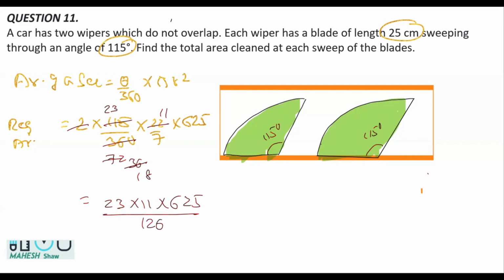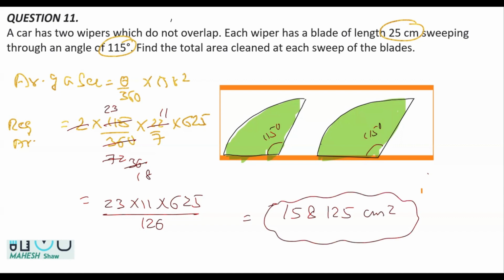Now we will finally multiply these numbers. So we'll multiply 23 with 11 and that multiplied by 625. So it should give you 158,125 centimeter square. So this is the final answer and this is the area swept by this.